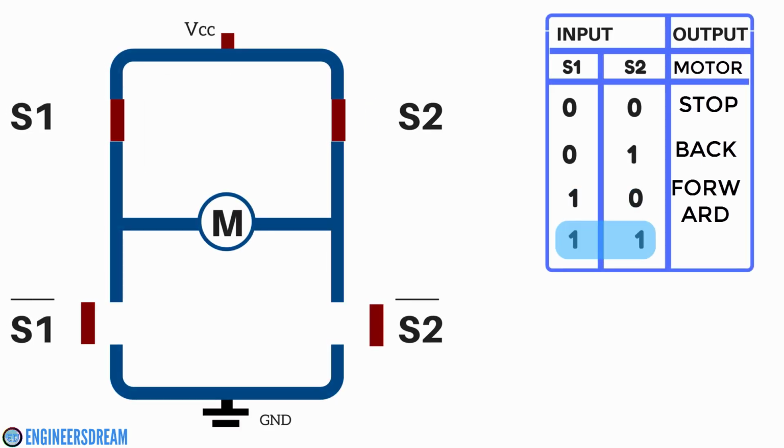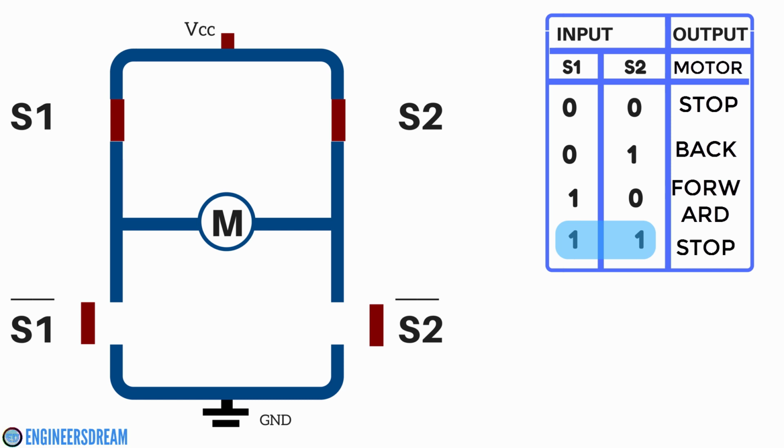And last, at the condition of 1 1, that is if S1 is 1 and S2 is 1, then in this case the S1 and S2 switches will be closed and the S1 bar and S2 bar switches will be open. So guys, as you can see, this condition basically represents a short circuit condition. So at this condition, that is 1 1 or high high, the motors will not move because the current will not be able to flow from VCC to ground.